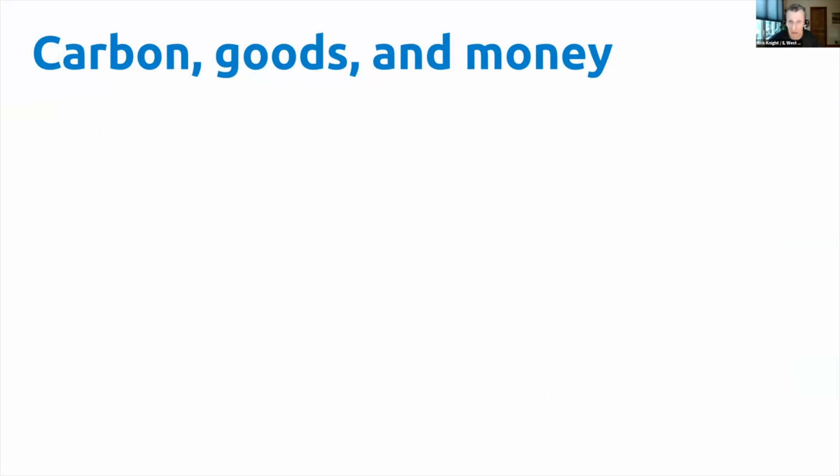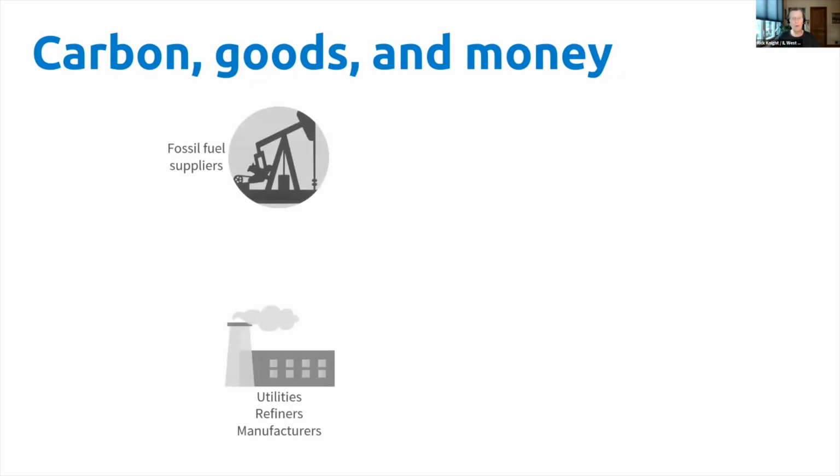While we're talking about carbon pricing, I'm going to show you how the flow of goods and money in our energy economy points the way to carbon pricing. Like the old expression goes, follow the money. So here we have two components of that economy. Here at the top are the fossil fuel suppliers, and below them are their customers, utilities, refineries, manufacturers who buy the coal, oil, and gas to make the energy their businesses need.